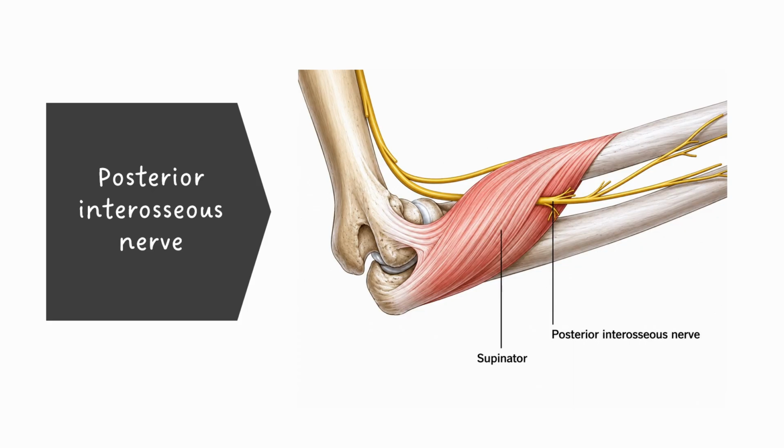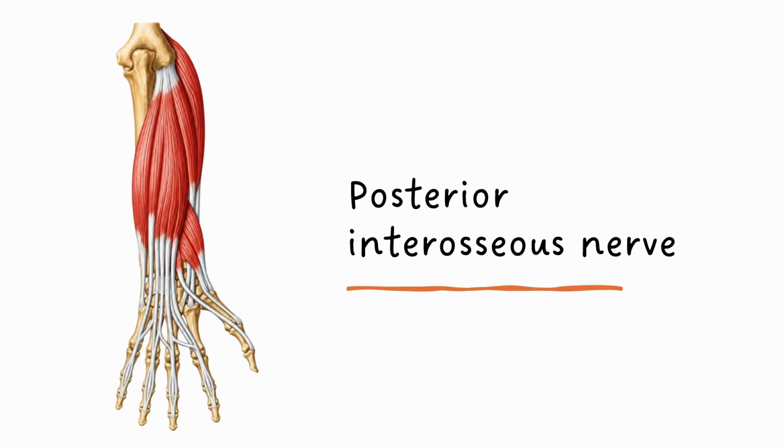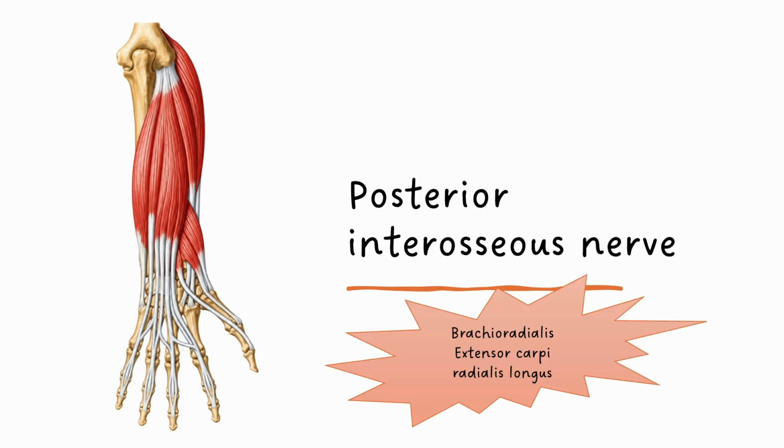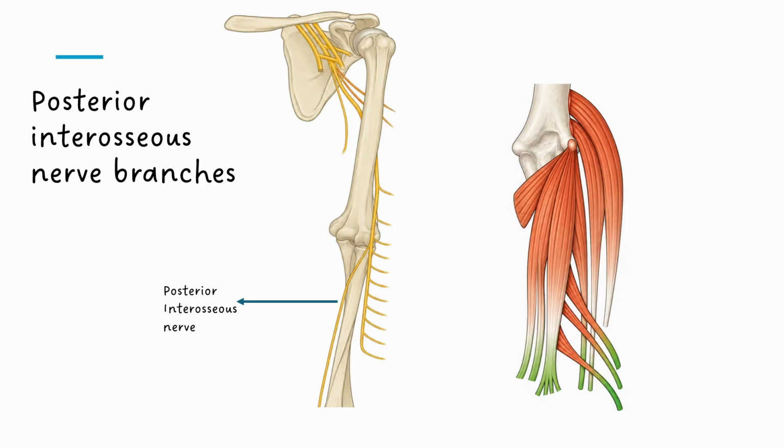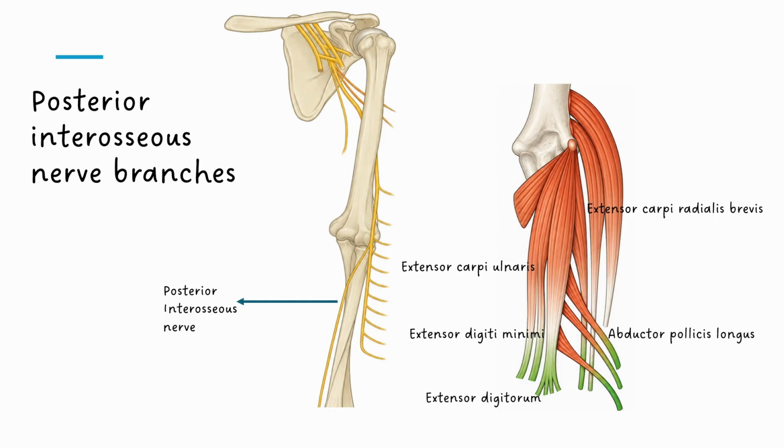Posterior interosseous nerve supplies all the extensor muscles of the forearm except for brachioradialis and extensor carpi radialis longus. Posterior interosseous nerve in the extensor compartment of the forearm supplies extensor carpi radialis brevis, extensor carpi ulnaris, extensor digiti minimi, extensor digitorum, abductor pollicis longus, extensor pollicis brevis and extensor pollicis longus.